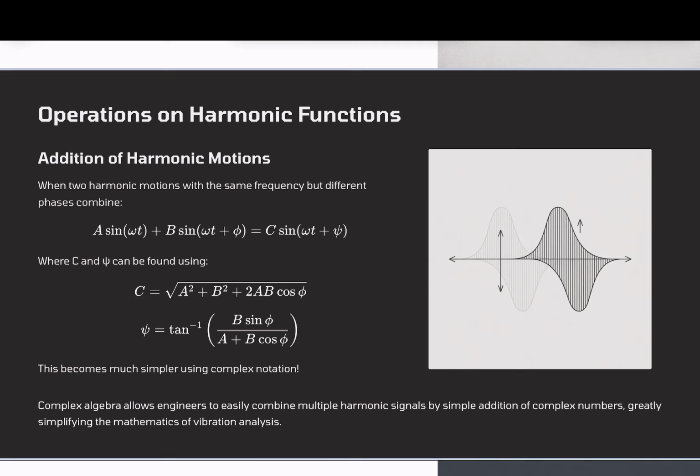Why? Instead of dealing with two separate sine functions, we reduce everything to one equivalent sine function with a new amplitude and phase. This process becomes much easier if we use complex notation, with complex number addition of harmonic motions being just vector addition in the complex plane. That's why engineers prefer phasor or complex form. They greatly simplify vibration analysis.